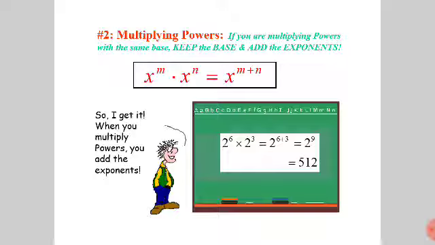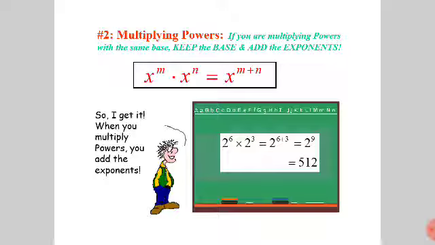For example, 2 power 6 into 2 power 3. The base is the same, so take common 2. The powers are different, so the powers are added: 6 plus 3 is 9. So 2 power 9. 2 power 9 means 2 into 2 into 2 and so on. How many times? 9 times.